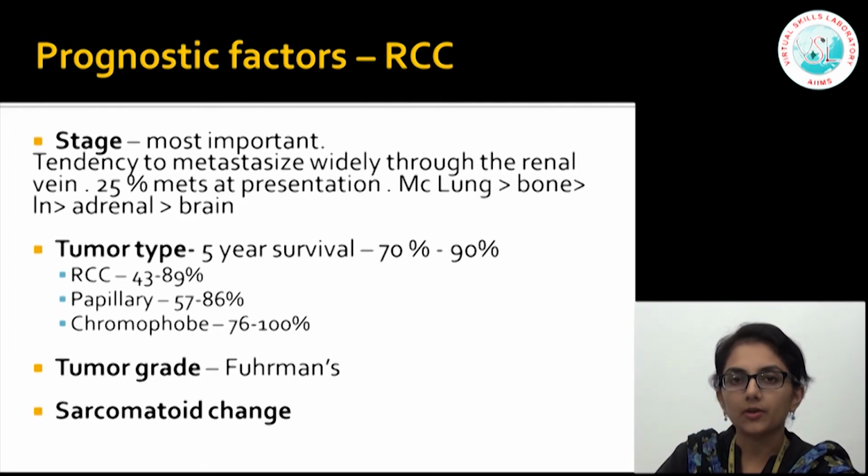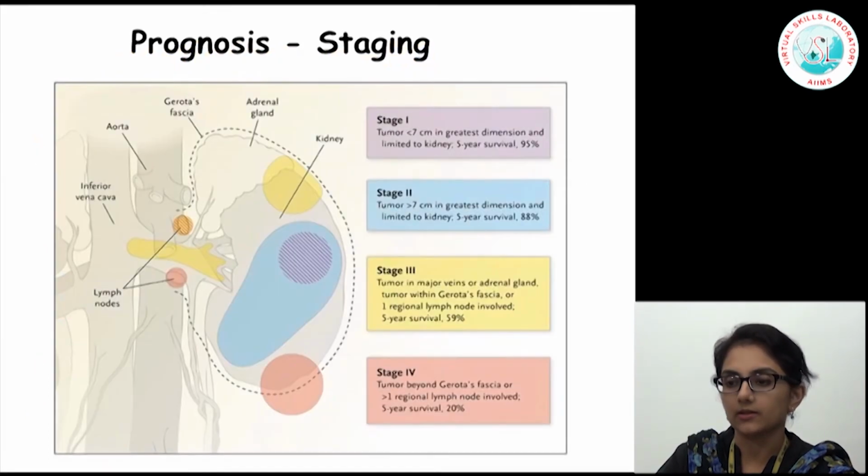The next important prognostic factor is the tumor grade, which is determined by Fuhrman's nuclear grade when we look at the details. And then we look for presence or absence of sarcomatoid change in this epithelial tumor. So let's look at the staging and how renal cell tumors are staged. Stage 1 tumors are tumors which are less than 7 cm in greatest dimension and limited to the kidney, as we can see here. These patients have a 5-year survival of approximately 95%.